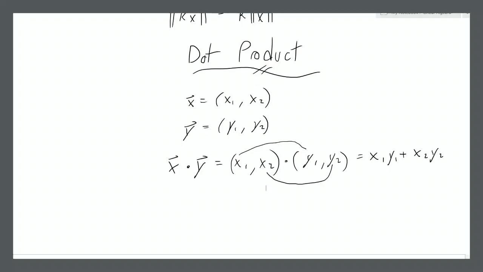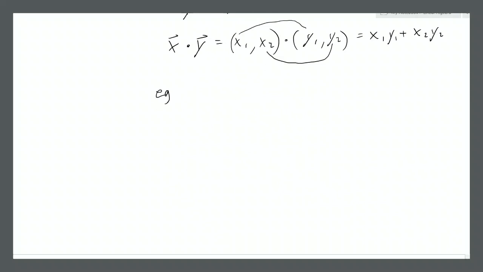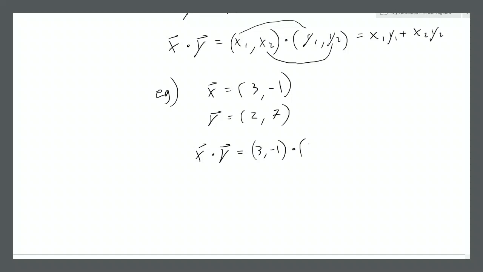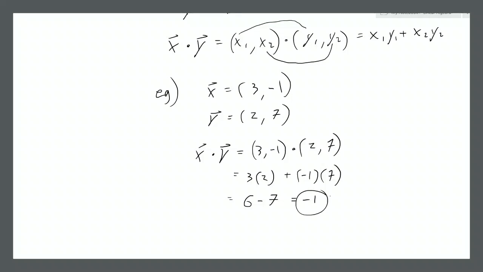Okay, so for example, let's say x equals 3, -1, and y equals 2 and 7. Well, x dot y will be equal to 3, -1, dot 2, 7, which is going to be 3 times 2 plus -1 times 7. So that is 6 minus 7, which is equal to -1. It is a scalar value, right? You multiply two vectors in a way that gives you a scalar.